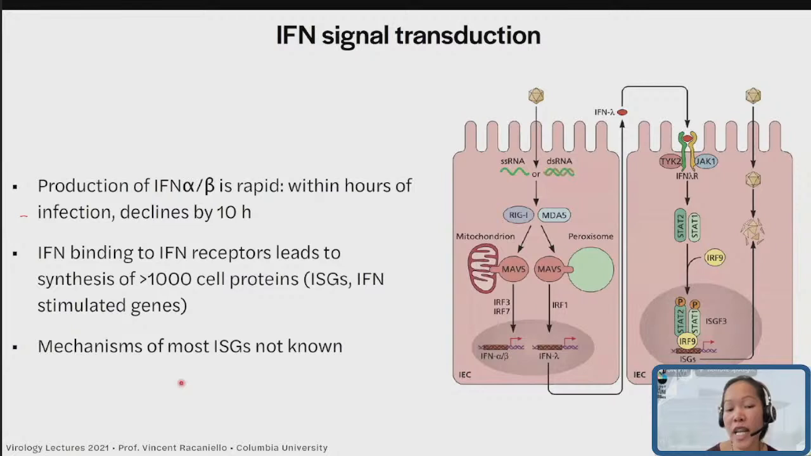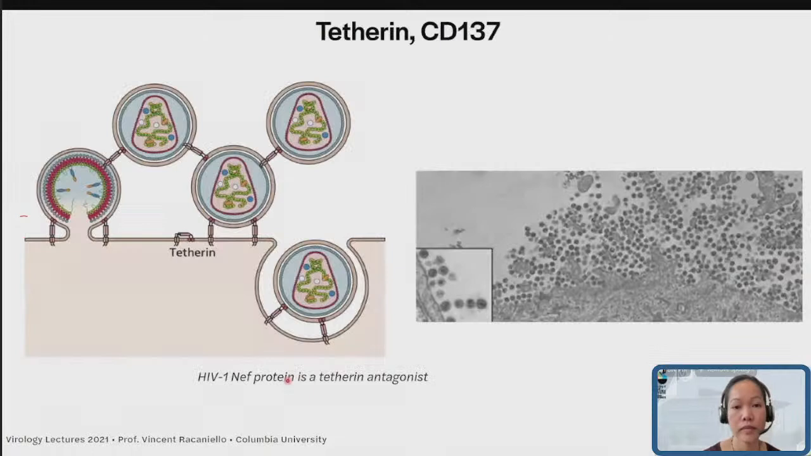Because there are so many ISGs, up to now, many ISGs are still unknown. So, most of the time, when we identify ISGs that are very important in virus infection, we choose the ISGs that are not yet well-characterized so we can see the roles of those particular ISGs. So, one example of an ISG is tetherin, or CD137. And this is seen in HIV-1 infection.